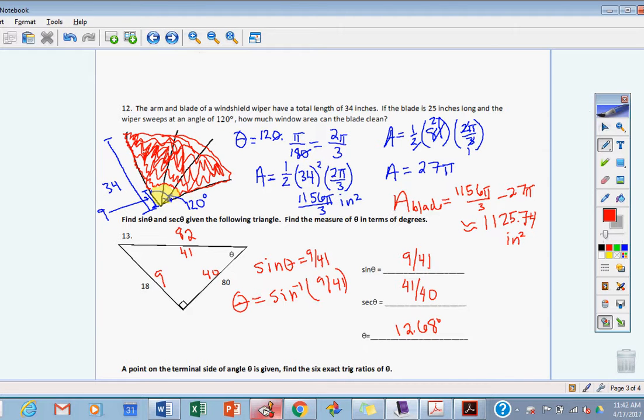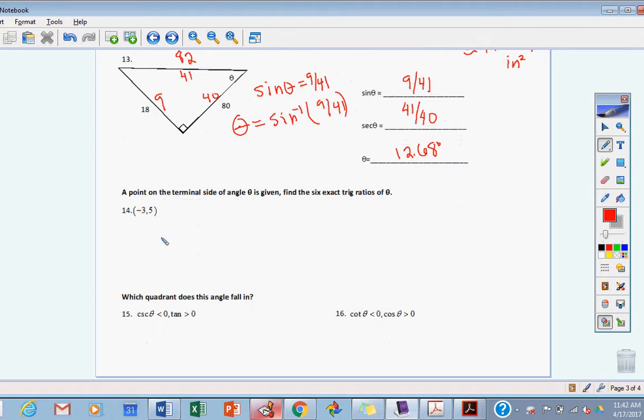Got one more on here that was asked. Okay, so I have the terminal side of an angle. So basically, you've got to know what quadrant you're in. So I'm going left, I'm going up. So if I go left and I go up, I'm going to be in the second quadrant. So I'm left 3 and I'm up 5. It's not the 3, 4, 5 family.